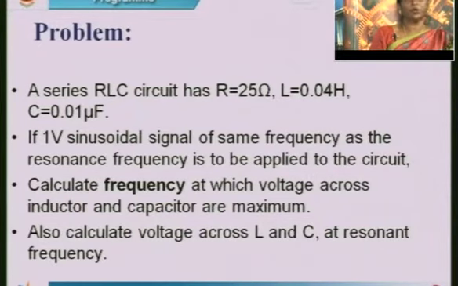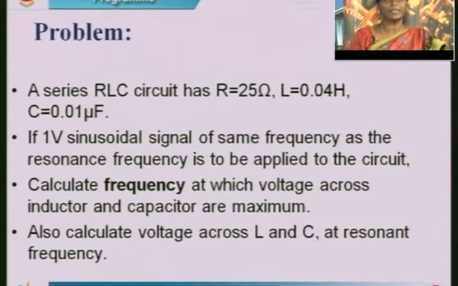Resistance is 25 ohms, inductance is 0.04 henries and capacitance is given as 0.01 microfarad. Now, what is the applied voltage? A 1 volt sinusoidal signal of the same frequency as the resonance frequency is to be applied to the circuit. So here the frequency of the source is taken as the resonance frequency.